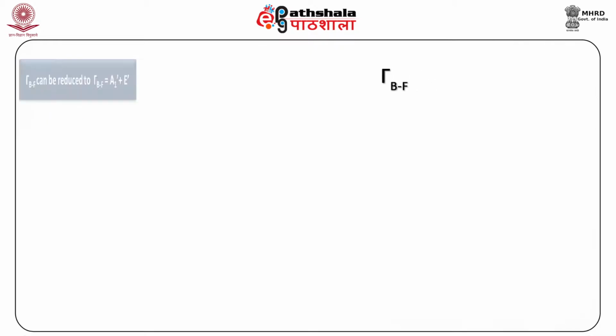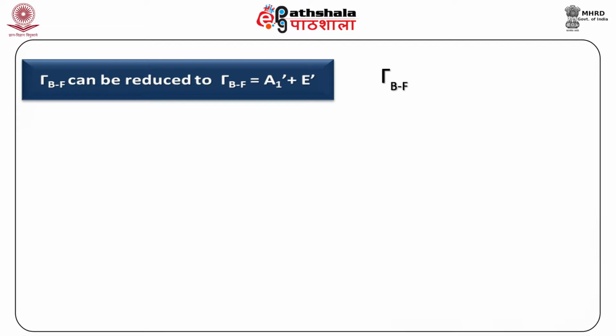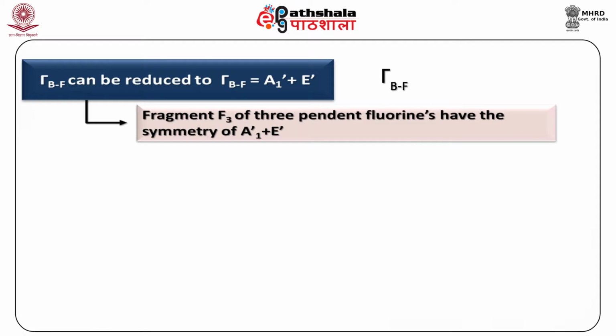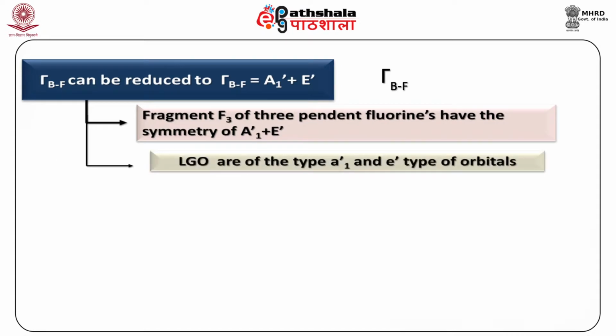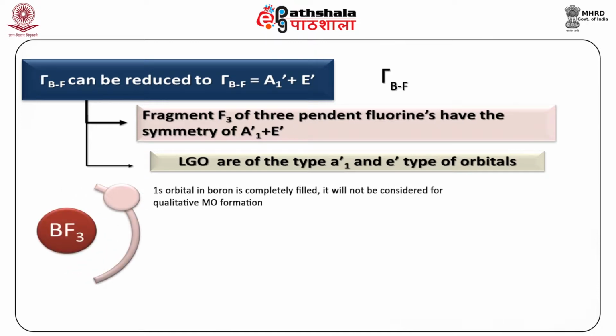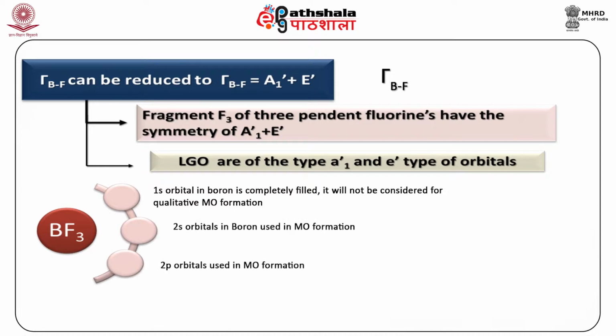Now, gamma B-F can be reduced to A1 dash plus E dash. It means that the fragment F3 of 3 pendant fluorines has the symmetry of A1 dash plus E dash. Thus, these ligand group orbitals are of A1 dash and E dash type. The 1s orbital in boron is completely filled up and it will not be considered for qualitative molecular orbital formation of the BF3 molecule. The 2s and 2p orbitals in boron are used in molecular orbital formation.